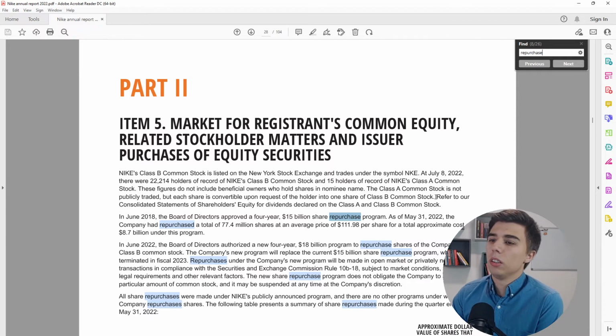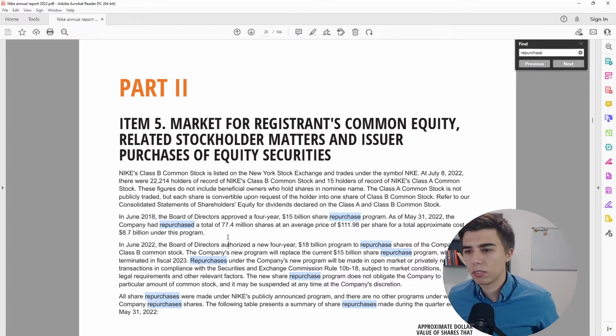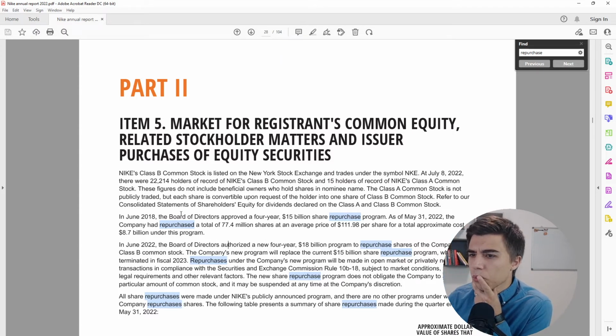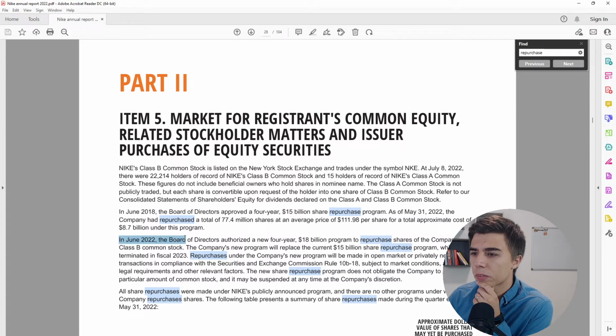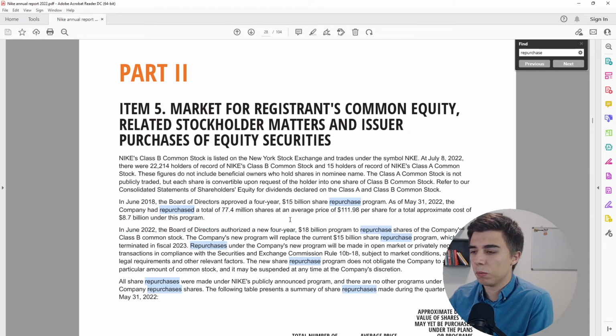So what this means is, of course, in the next 4 years as of June 2018, so it's actually getting close to that, right? Actually, it's gone already, right? Yeah, that one is gone. So now this is the new plan. So the board of directors authorized a new 4-year, 18 billion program that will replace it. So in the next 4 years, Nike's management have the authorization to spend up to 18 billion to buy back their own shares.